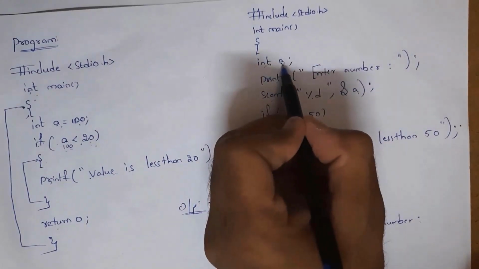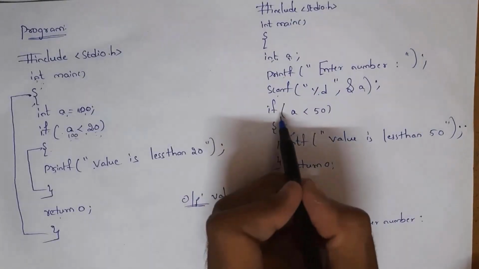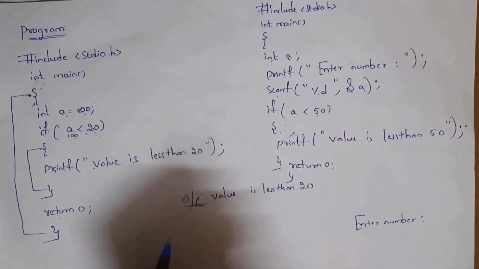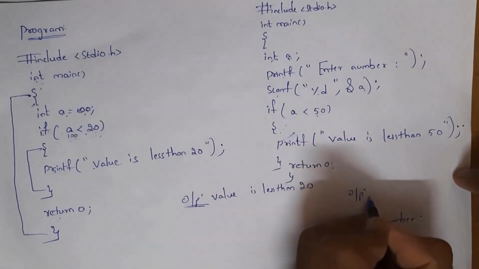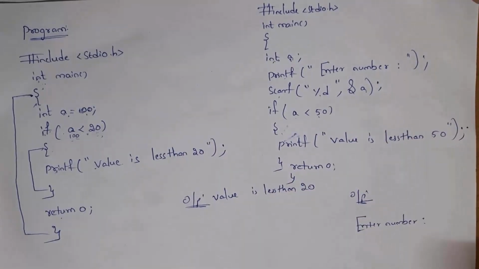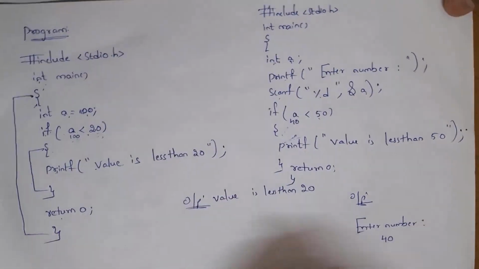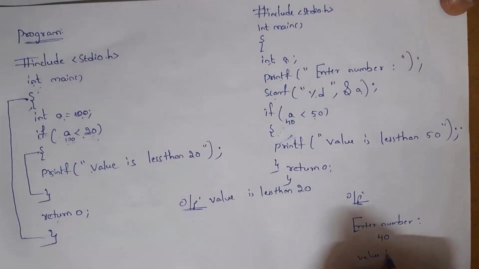That is, this number will be stored in variable a, and if the a value is less than 50, then I should get the output value is less than 50. So after executing the program, I can see enter number. I will enter the number 40. 40 is less than 50. This condition is true. So I will get the output value is less than 50.